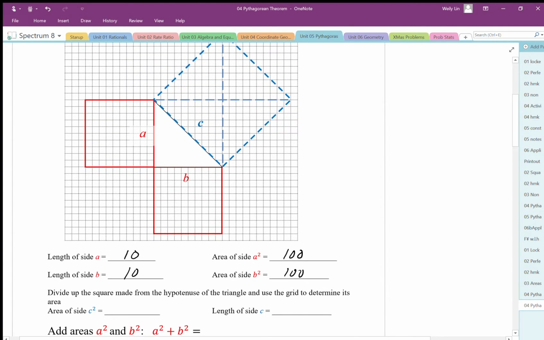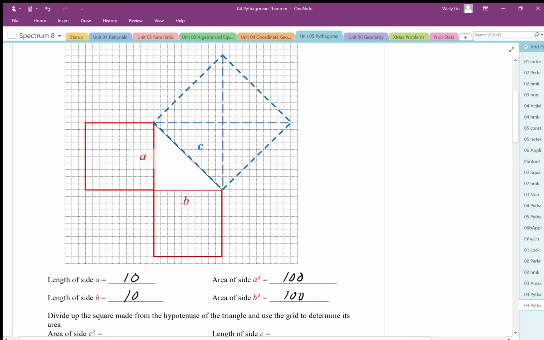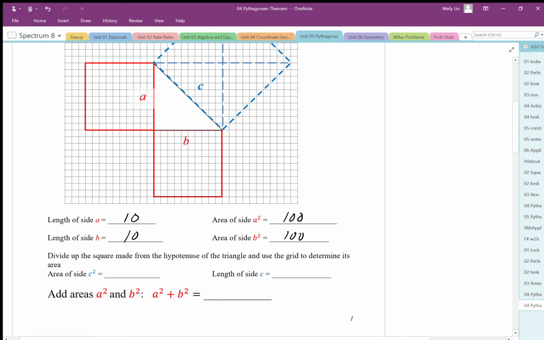And when we count up the area of side C, okay, so let's see here, it's going to be 10 by 10 divided by 2, so 50, 50, 50, 50. So the area of side C squared, when I add up that triangle, appears to be 200. And so the length of side C is the square root of 200, which is approximately 14.14.